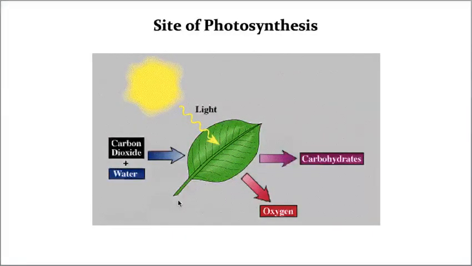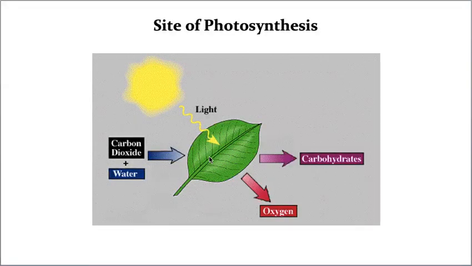With the help of xylem, the water which is present in the soil crosses the root, the stem, the branch, the midrib, and finally reaches the mesophyll tissue. What is mesophyll tissue? The photosynthetic tissue that is present in the leaf is called mesophyll tissue. This is how carbon dioxide and water enter the leaf.